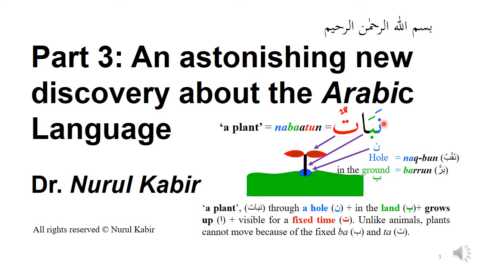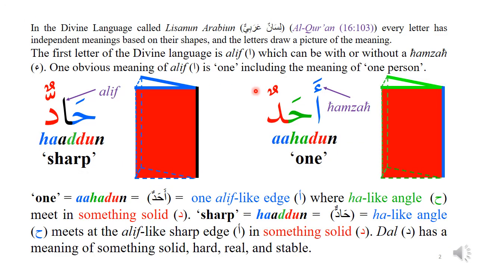You can see in here I have shown this word, a plant, or nabatun, which means a plant. In this word the noon means a hole, and ba means in the ground, and the alif after the ba indicates that something is coming out through the ground, and ta is for a fixed time. So basically what nabatun is showing is that a plant is something which comes through a hole in the ground.